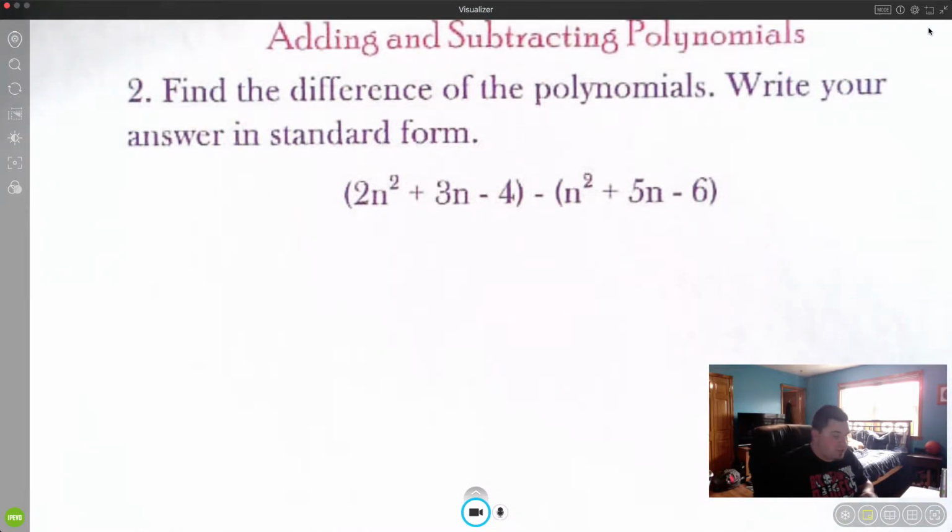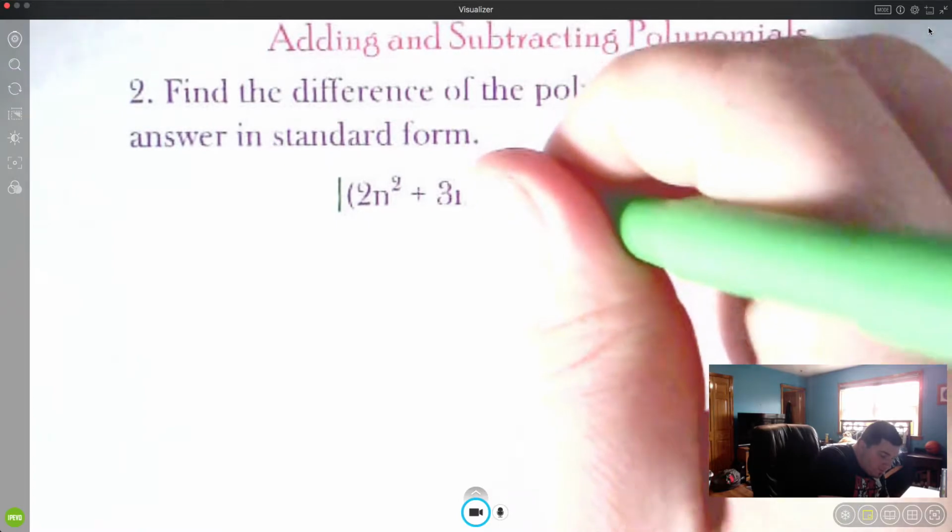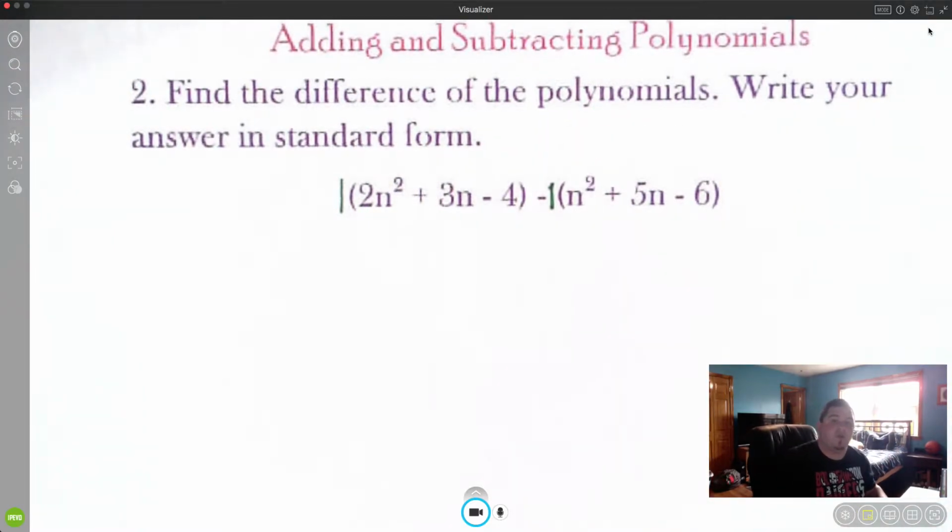Difference means subtract, which is why there's that nice little minus sign in between the two parentheses. So from here, again, we're going to treat it just like the same way as last one. We're going to introduce those invisible 1s, and we're going to start off with distributing.